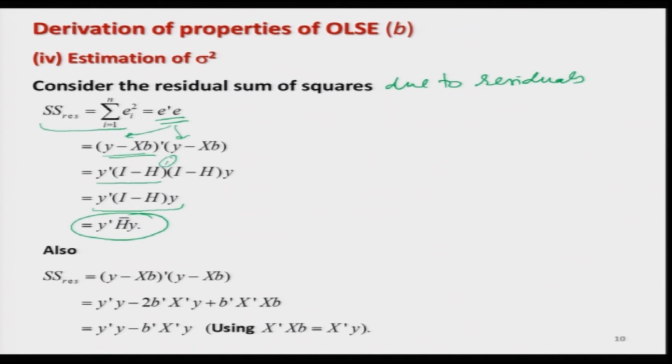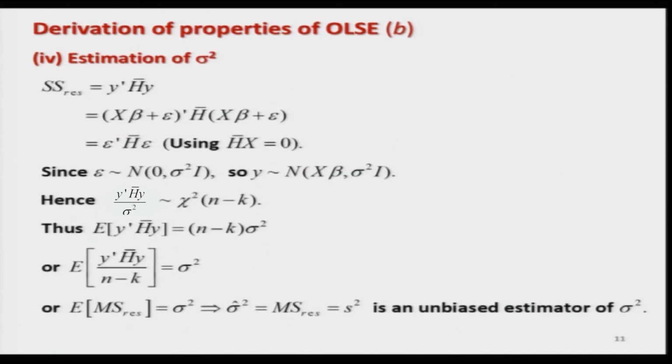For example, if you try to write down SS res like this, and if you try to open it, then you will get this expression also: y transpose y minus b transpose x transpose y, and this expression has been obtained using the normal equation x transpose x b is equal to x transpose y. So, this is just for your information, that sometimes if you use it, or sometimes in the book it is given. So, you must know that this is an alternative form of sum of squares due to residuals.